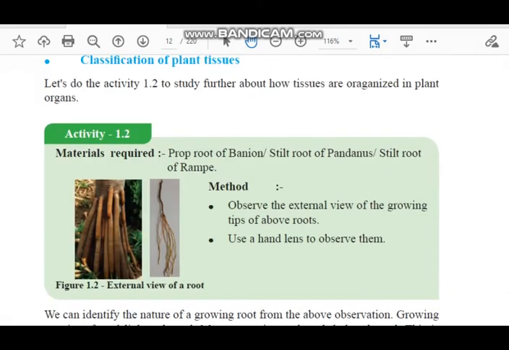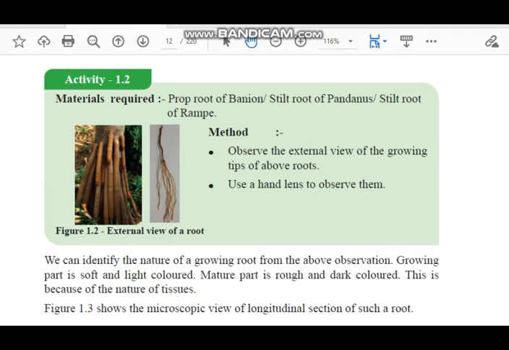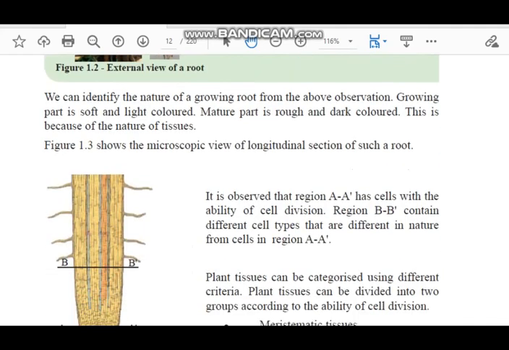Now we are going to study the classification of plant tissues. Here activity 1.2 is focused on the roots of several plants. You can see the growing root part will be very soft and light colored. Even if you just root out a plant and touch its surface, you can identify that the soft and light colored parts are the growing part. The mature part will be rough and dark colored. So this is also due to the nature of tissues.